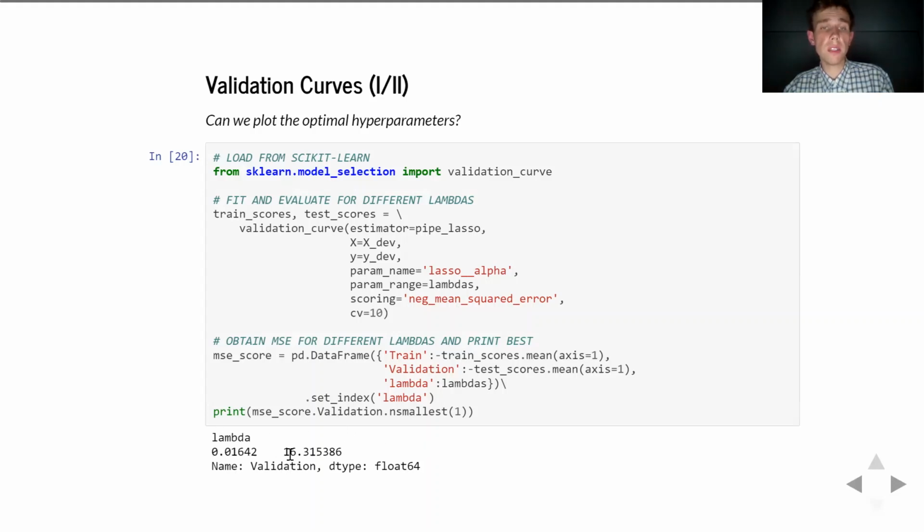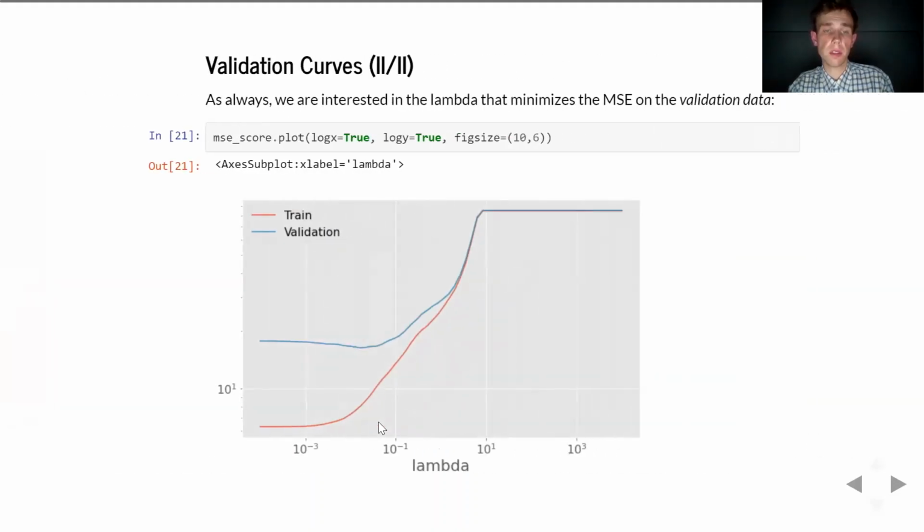So what I can do now is print the lambda that's associated with the lowest score in this mean square error measure. So that's in this case this lambda here, and the score that's associated with that is the following thing here. That's also what I'm plotting in this case.